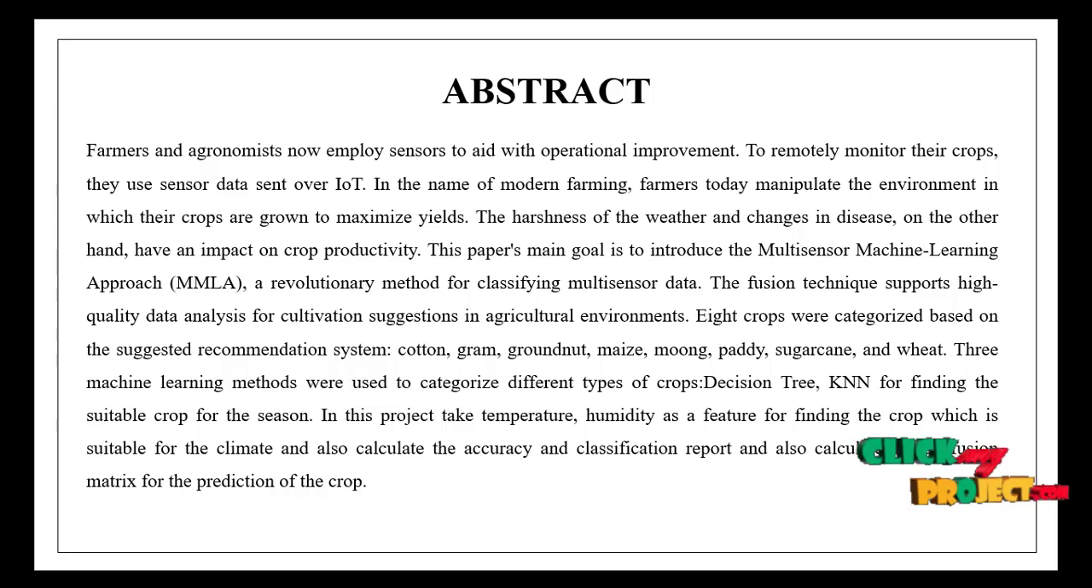This paper's main goal is to introduce the Multisensor Machine-Learning Approach, a revolutionary method for classifying multi-sensor data. Fusion technique supports high-quality data analysis for cultivation suggestions in agriculture environments. 8 crops were classified based on the recommendation system. Two machine learning methods were used to categorize the different types of crops, decision tree and KNN, for finding the suitable crop for the season.